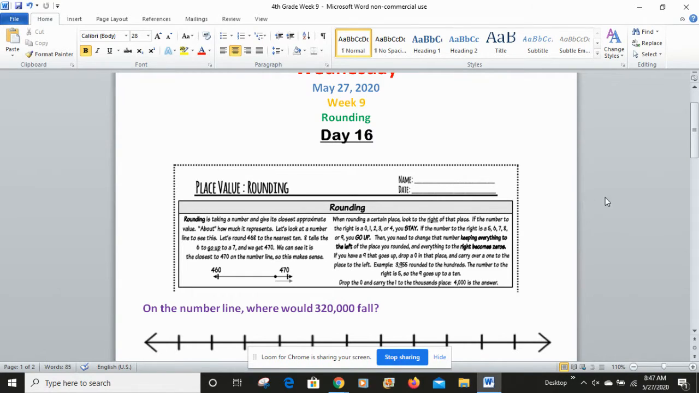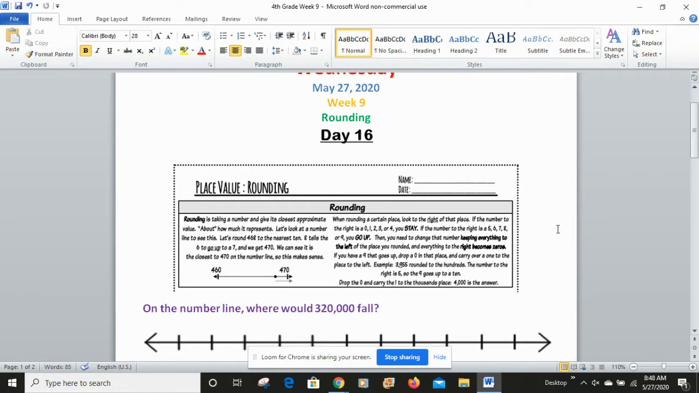4 or below, you keep the number the same. 5 or above, you raise it up 1. And you can read through all of this information. We're not going to take the time to do that. But what I do want to do today is just ask you a few questions. And I think this is one of the places where people get kind of mixed up when it comes to rounding, which is using a number line.